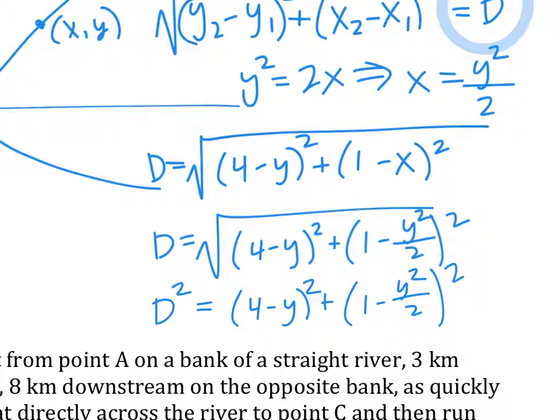Okay, so we're going to square it so it's easier for me to take the derivative. So when we take the derivative, we want to find the minimum of the square. So just like that, that's it. All right, we'll finish this problem tomorrow.